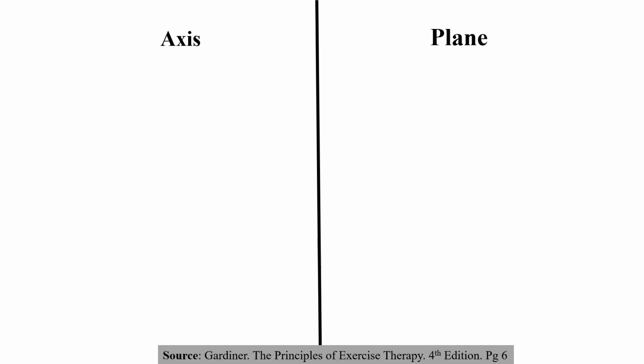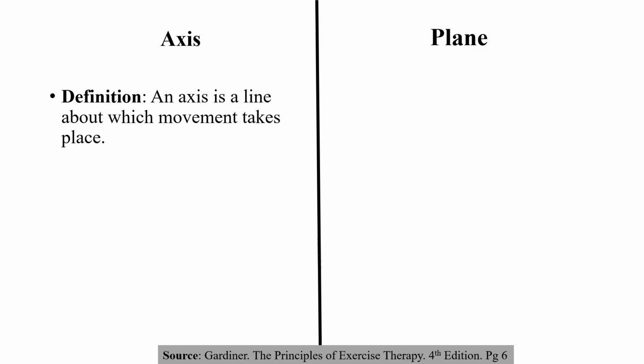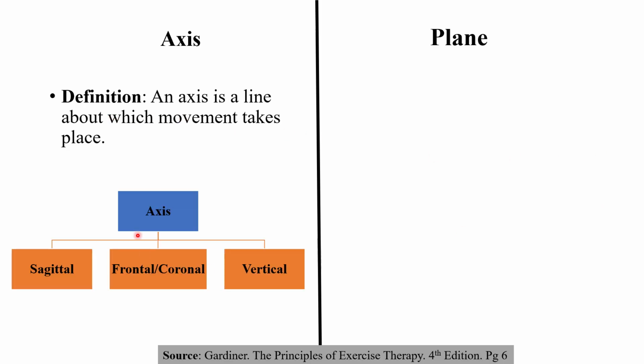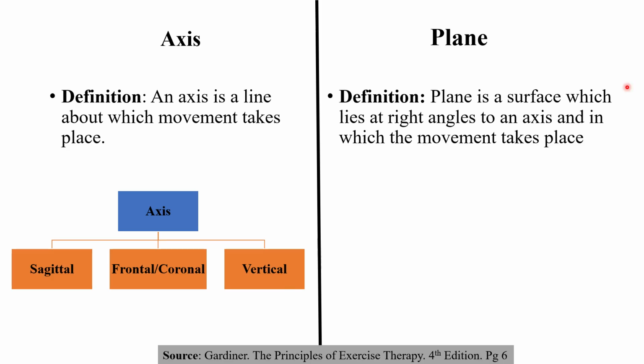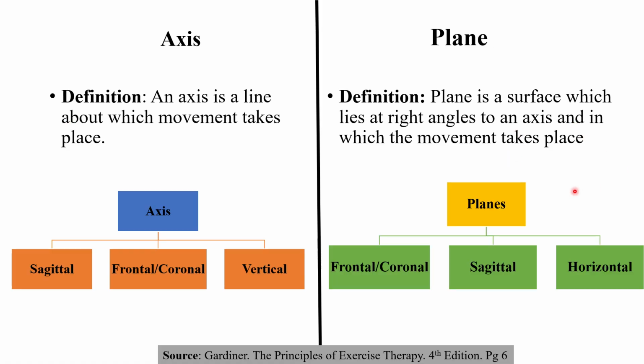First and foremost, let's look at what are axes and planes. We'll go through the definition, which has to be word to word as per the textbook. An axis is a line about which the movement takes place. There are 3 types, which is sagittal, frontal and vertical. Likewise, we have the plane, which is a surface which lies at right angles to an axis and in which the movement takes place. So you see the word play, about which is the axis, in which is the plane. Again here planes are of 3 types, which is frontal plane, sagittal plane and the horizontal plane.